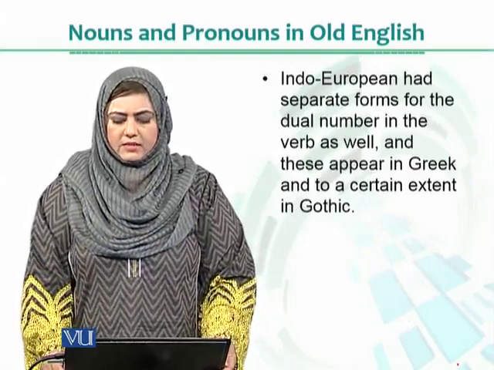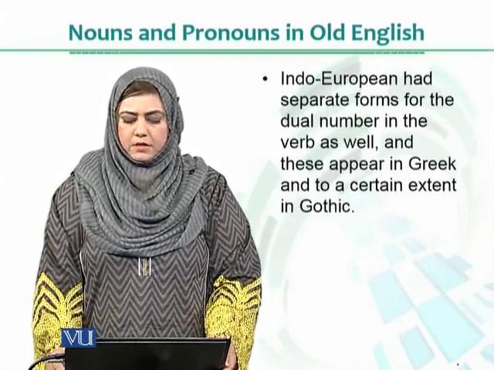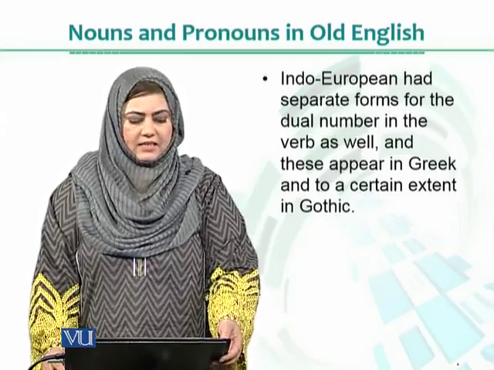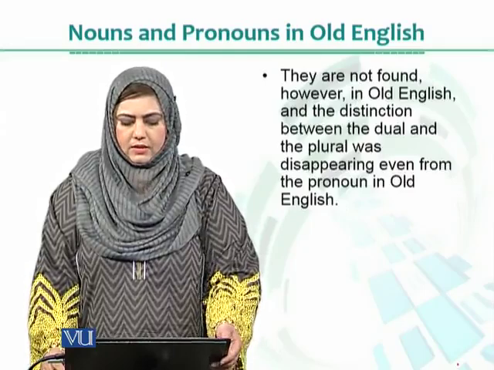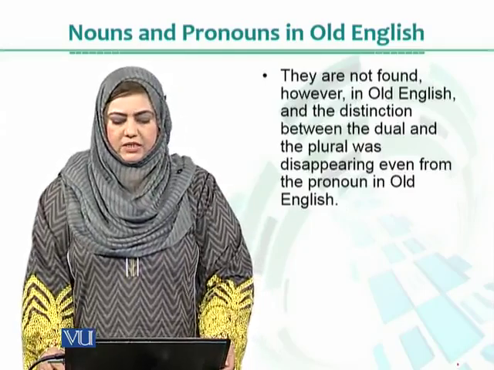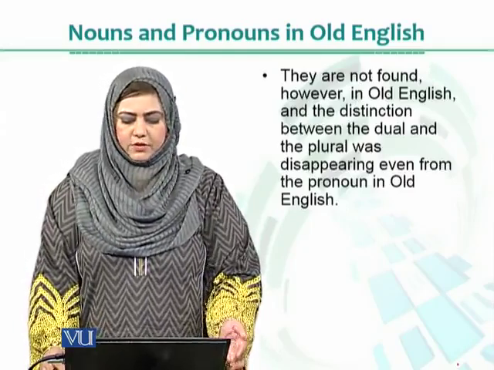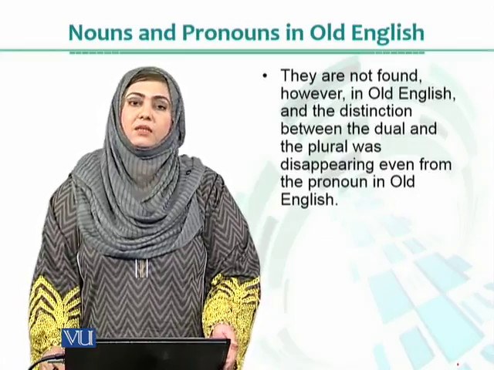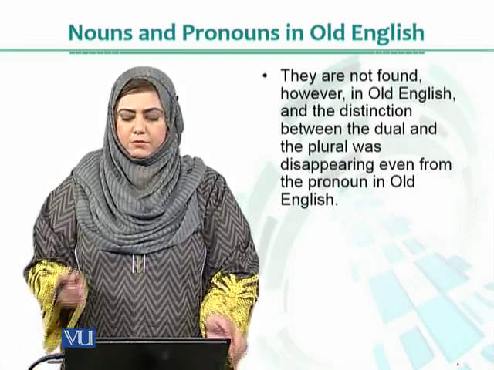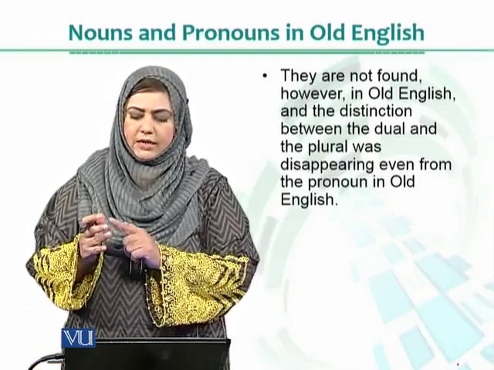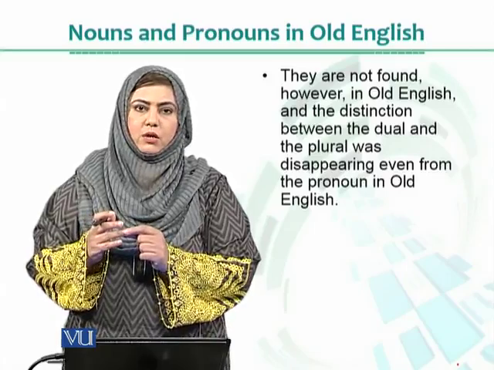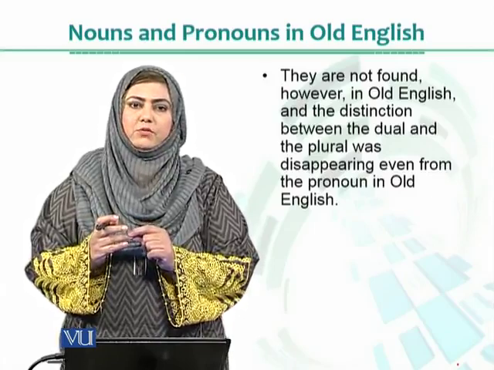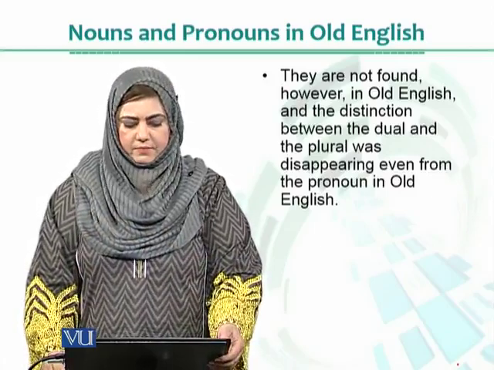Indo-European had separate forms for the dual number in the verb as well. And these appear in Greek and to a certain extent in Gothic as well. However, they are not found in Old English, and the distinction between the dual, that is for the two, and the plural was disappearing even from the pronouns in Old English. So this particular feature of singular, dual, and plural, out of these, the dual one gradually vanished, and even during the times of Old English, it started vanishing.